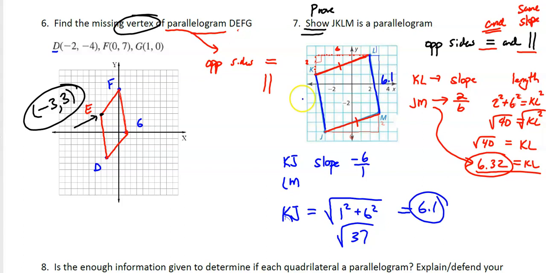So there you have it. I've proven you're a parallelogram because you have the same slope, the same length, opposite sides parallel and equal. Get off me.